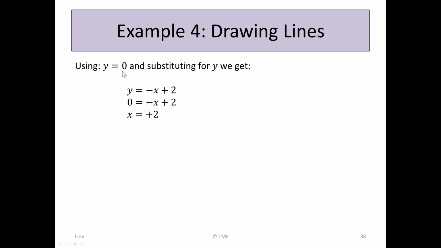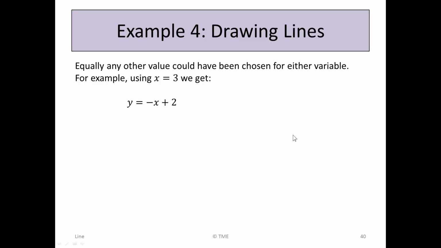Let's try when y is 0, and substituting for y, we say, well, if y is equal to minus x plus 2, and we're saying that y is 0, well then 0 must be minus x plus 2. So taking the x to the other side, we get x must be 2. So if x is 2 and y is 0 by choice, 2, 0 is on the line. So now we've got 2 points on the line. And we can draw it.